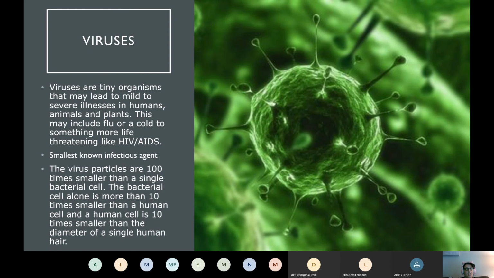But we didn't know they existed. And so we labeled and mislabeled a lot of diseases either as something that was bacterial when it was actually something viral. All right, because viruses are 100 times smaller than a bacterial cell. And when you think about that, that's just like, whoa, because we know bacteria are small, but a virus is even smaller than that.